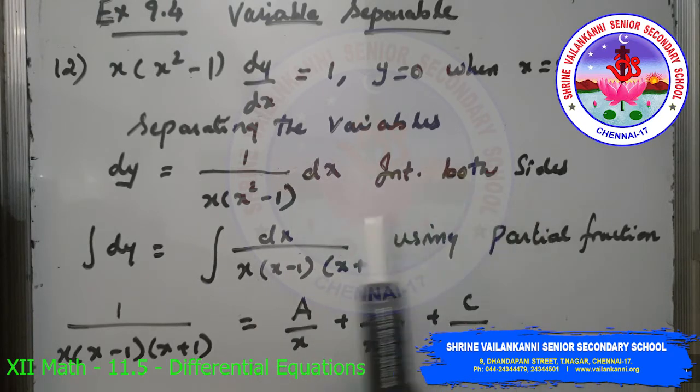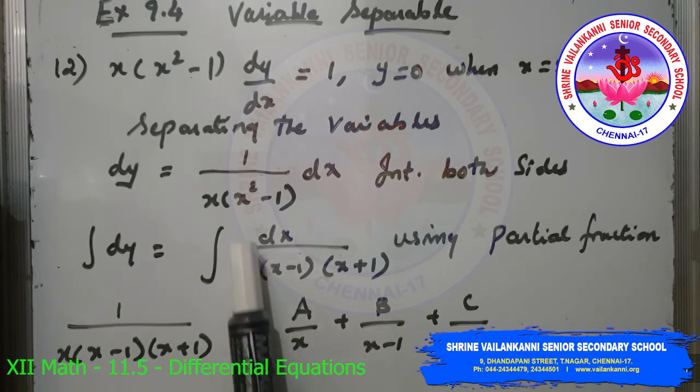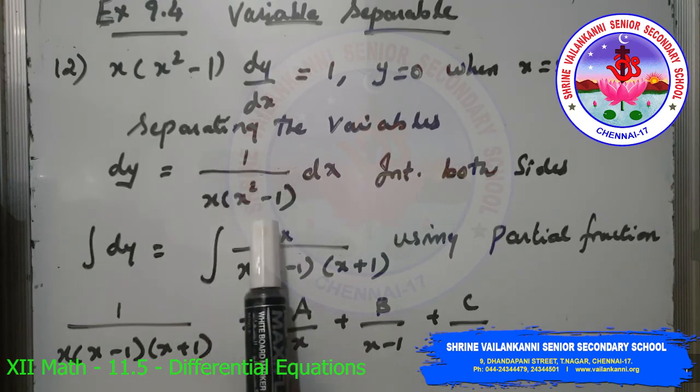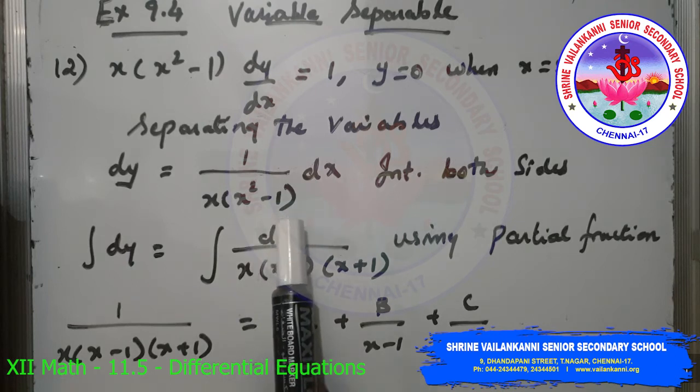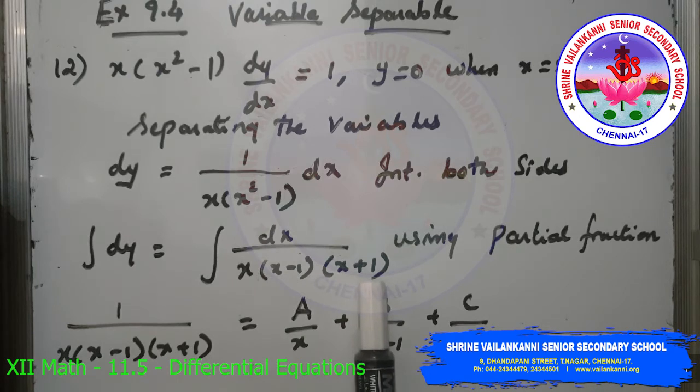Integrating both sides, the integral of dy equals the integral of dx by x(x² − 1). I have used the identity a² − b² = (a + b)(a − b), so x² − 1 is (x − 1)(x + 1). Here we have to use partial fractions to find the integral. 1/(x(x − 1)(x + 1)) has three parts: a/x + b/(x − 1) + c/(x + 1).